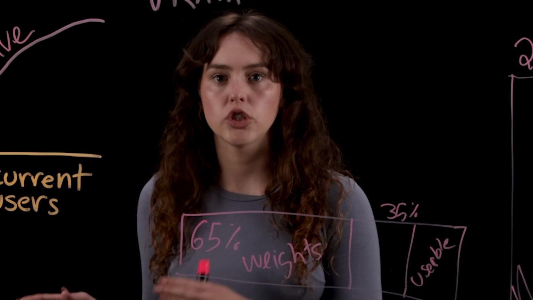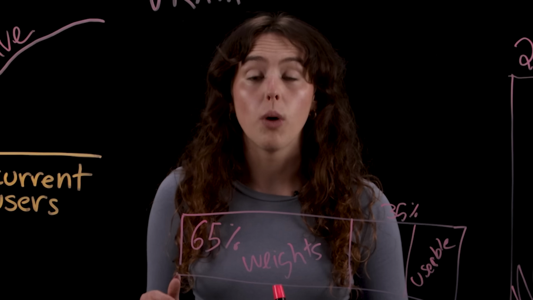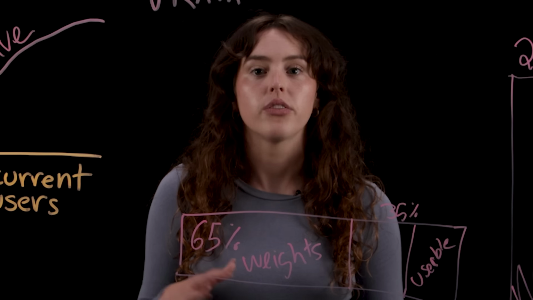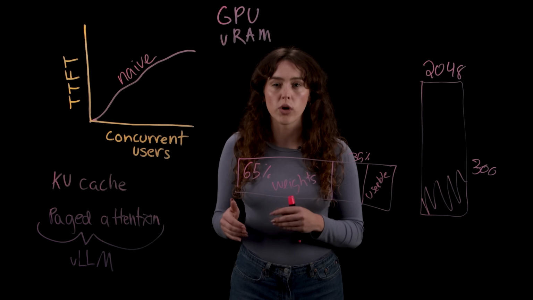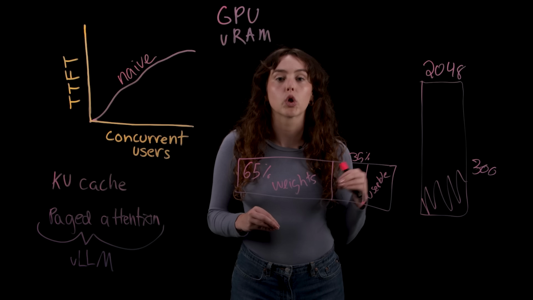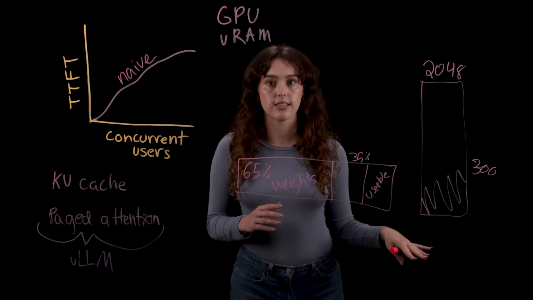While PagedAttention treats GPU memory like an OS treats RAM. Now, the KV cache is powerful, but it creates a new problem. How do you store it efficiently for many concurrent requests of wildly different lengths?